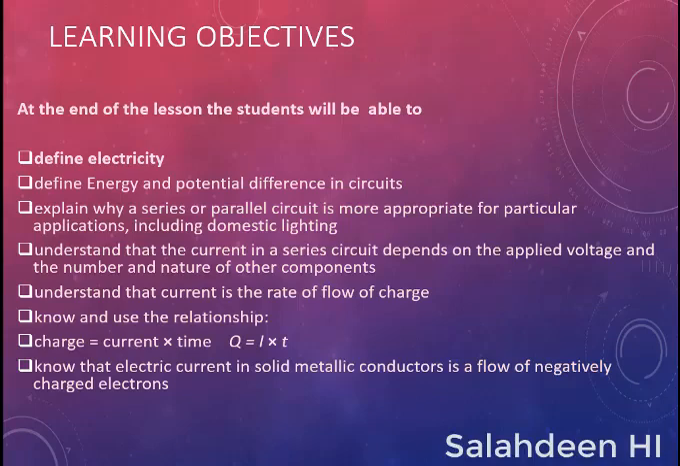Understand that the current in a series circuit depends on the applied voltage and the number and nature of other components. Understand that current is the rate of flow of charge. Know and use the relationship charge equals current times time, that is, Q equals I times T. Know that electric current in solid metallic conductors is the flow of negatively charged electrons.